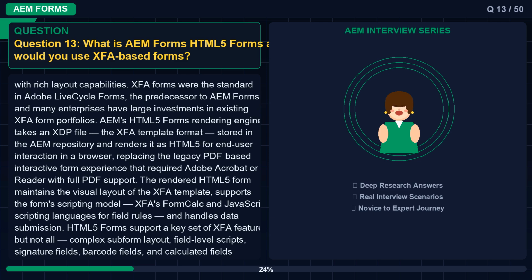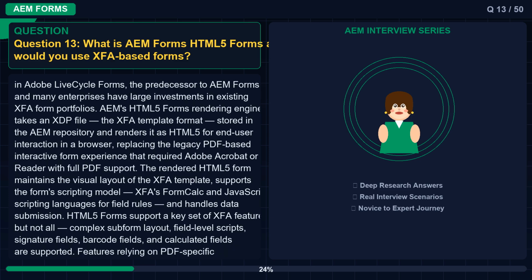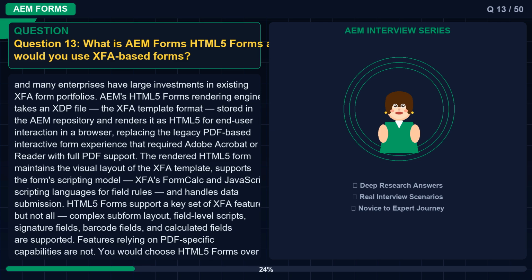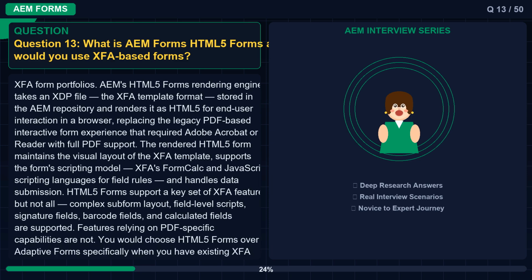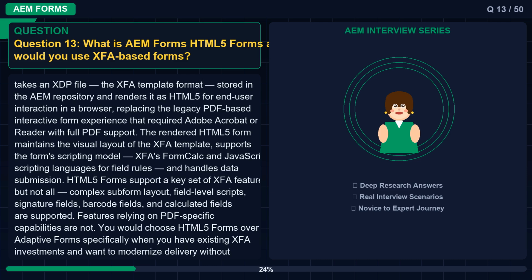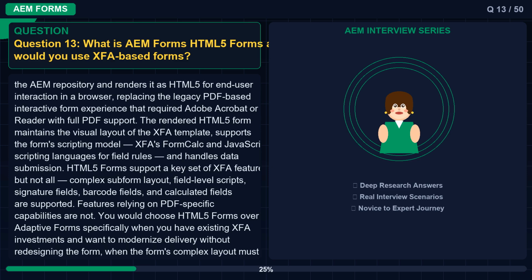AEM's HTML5 forms rendering engine takes an XDP file, the XFA template format, stored in the AEM repository and renders it as HTML5 for end-user interaction in a browser, replacing the legacy PDF-based interactive form experience that required Adobe Acrobat or Reader with full PDF support. The rendered HTML5 form maintains the visual layout of the XFA template, supports the form scripting model, XFA's FormCalc and JavaScript scripting languages for field rules, and handles data submission.